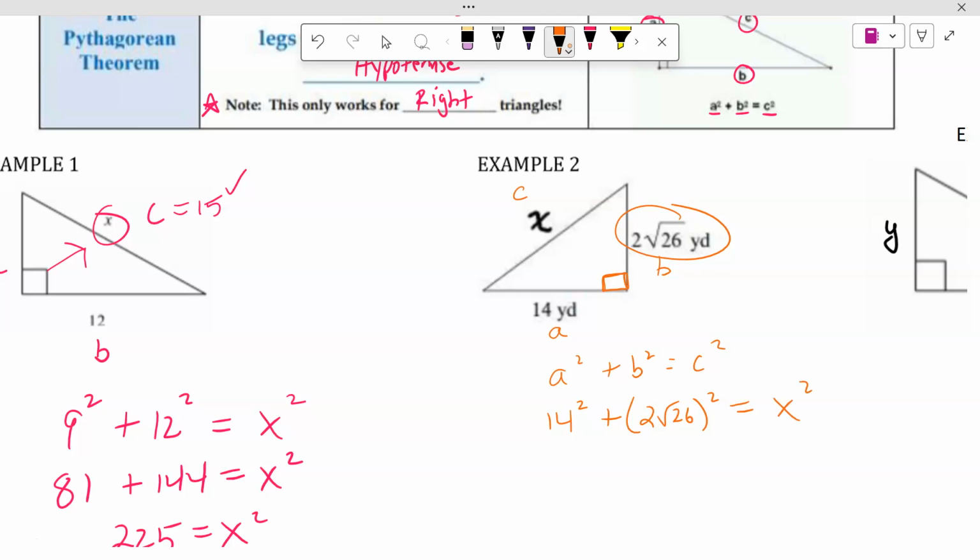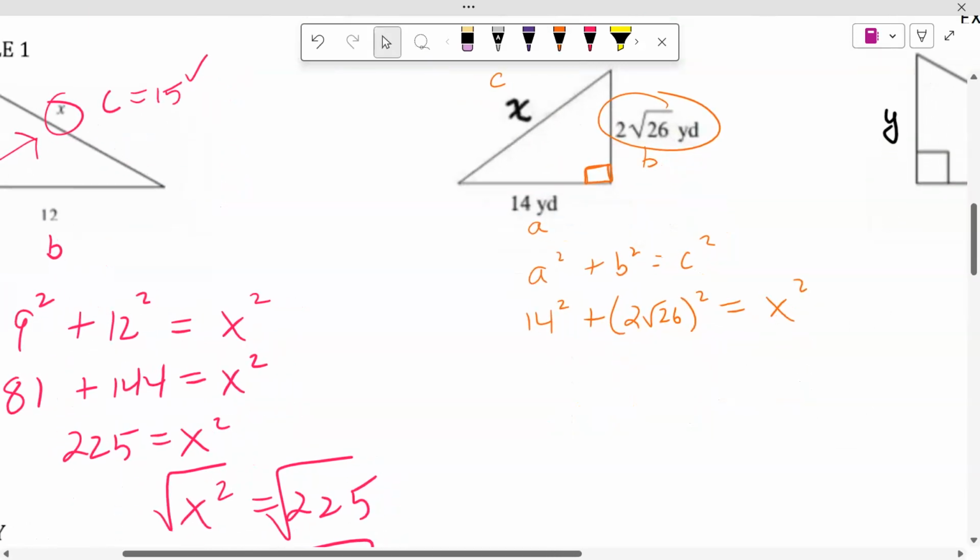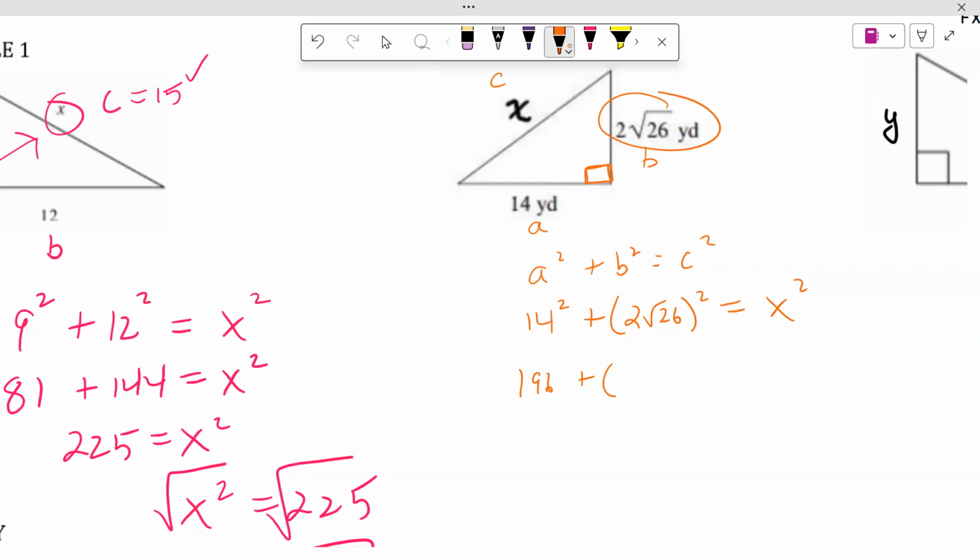Now, 14 times 14 should be 196. Plus, here's the interesting part. If you know how to do this, you don't have to show the full thing, but remember, math is a language. Squaring means multiply by itself. So it's really 2 root 26 times 2 root 26. And when we're multiplying radicals, we end up doing outside times outside, inside times inside. So we're going to do 2 times 2, which should get us 4 root whatever 26 times 26 is, which is going to be quite a large number.